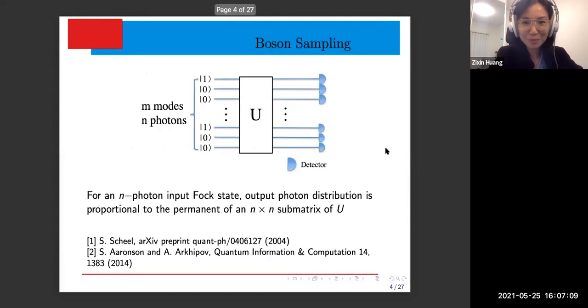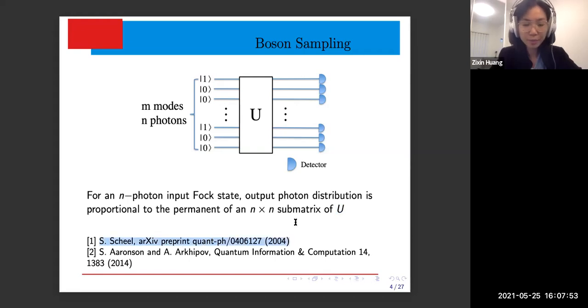Anyways, boson sampling. What is it? It is a non-universal model for quantum computing, where the task is this. You have n single photon Fock states input into an m-mode interferometer, and the interferometer is chosen from Haar random unitaries. If you sample the output photon distribution, it is proportional to the n by n submatrix of the unitary.